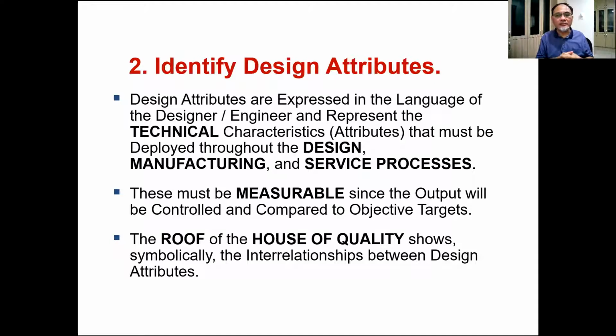These characteristics or attributes must be measurable. You want to make sure they can be measured, and the output can be controlled and compared to objective targets. Weights can be measured and can be benchmarked across different brands, different types. And the roof of the house of quality will show the interrelationship between the design attributes, to look at whether there is any contradiction between one particular requirement and another requirement.